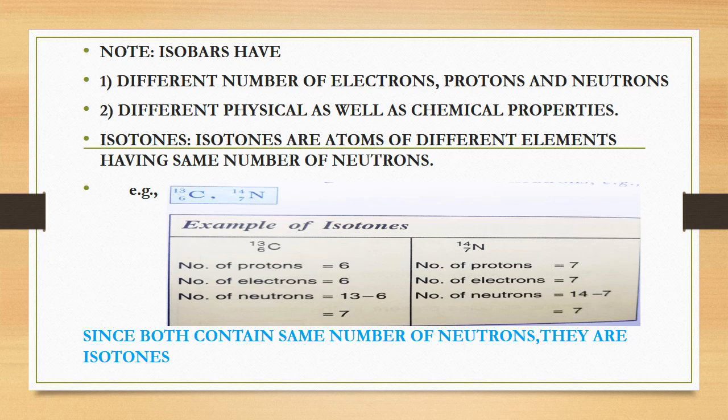What do you notice? After looking at the data, you notice that the number of neutrons in both the cases is same. So atoms of different elements which has the same number of neutrons are called as isotones. Please do not get confused between isotopes, isobars, and isotones.